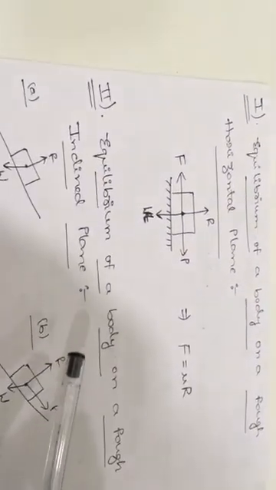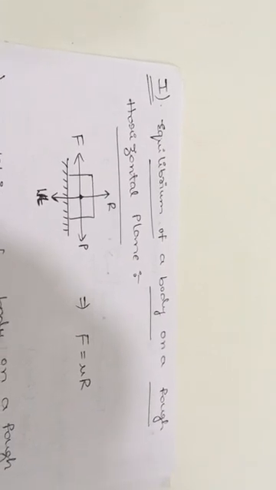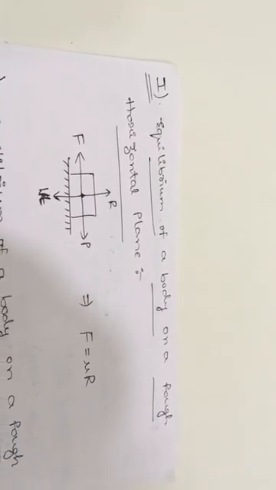Now coming to the many combinations of the equilibrium conditions of bodies in the friction topic. Generally we have two types: equilibrium of a body on a rough horizontal plane and equilibrium of a body on a rough inclined plane. Now coming to the first type, when the body is on the rough horizontal plane, and if we take the equilibrium condition of that particular body, this is the diagram.